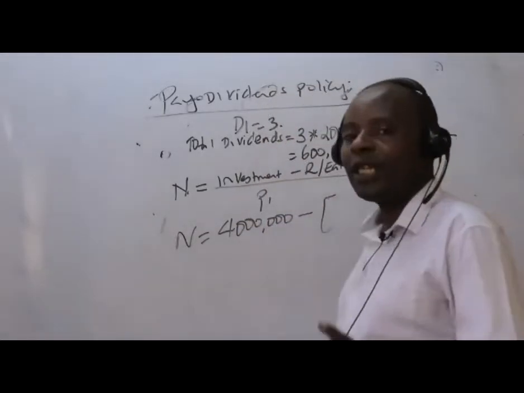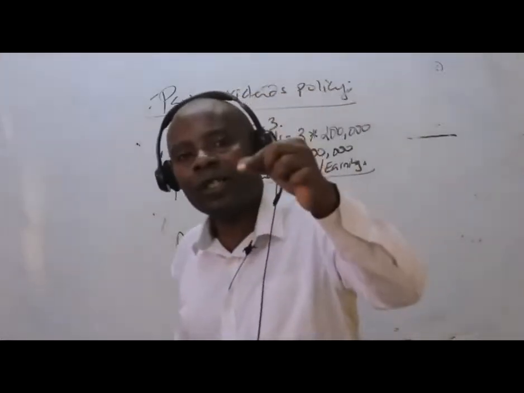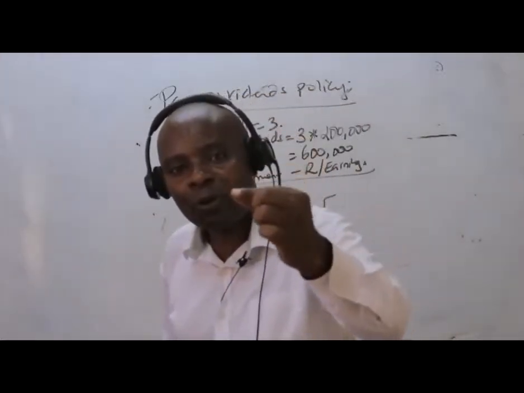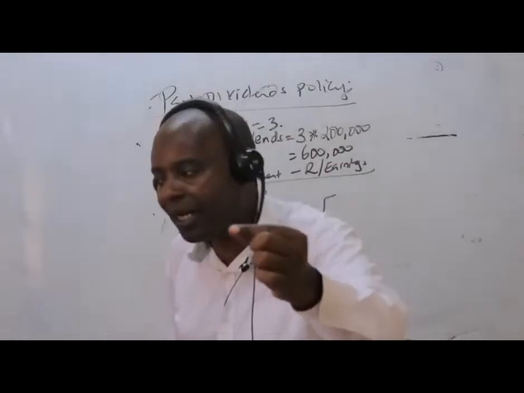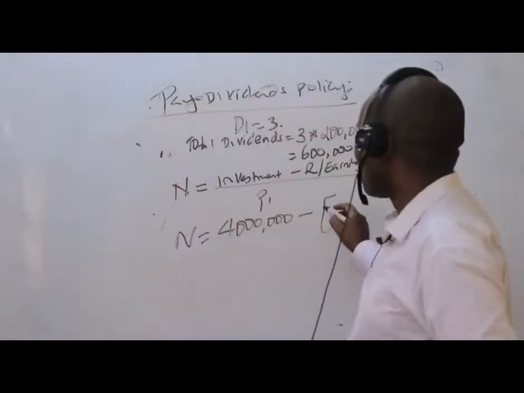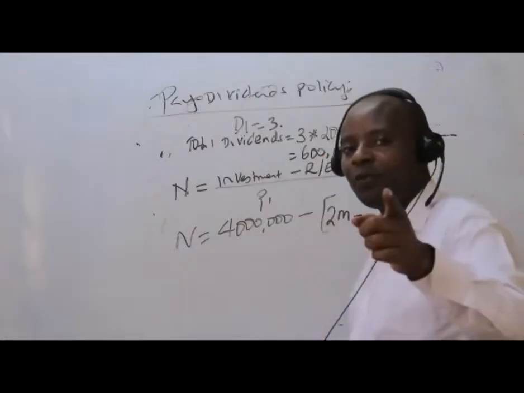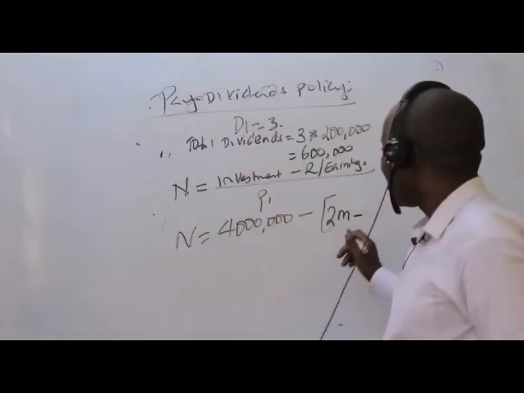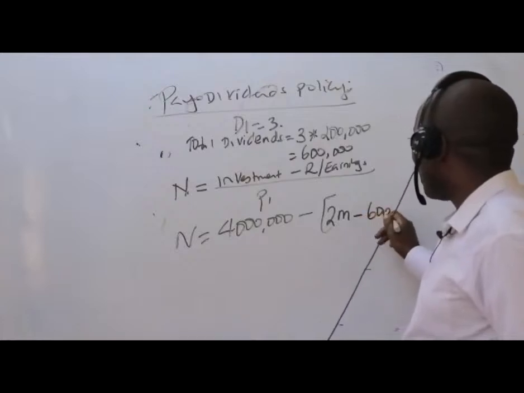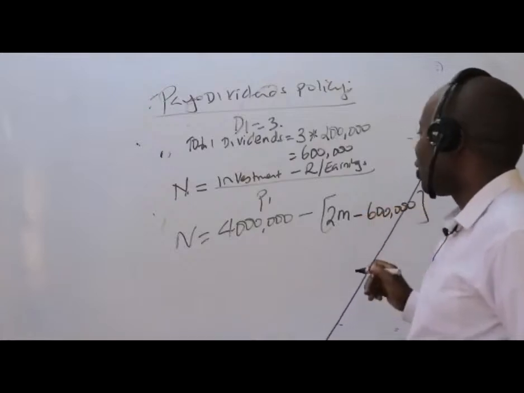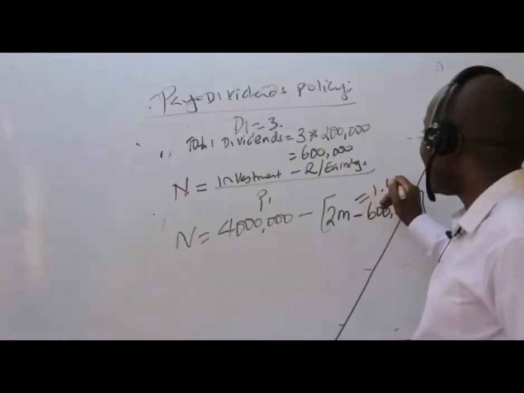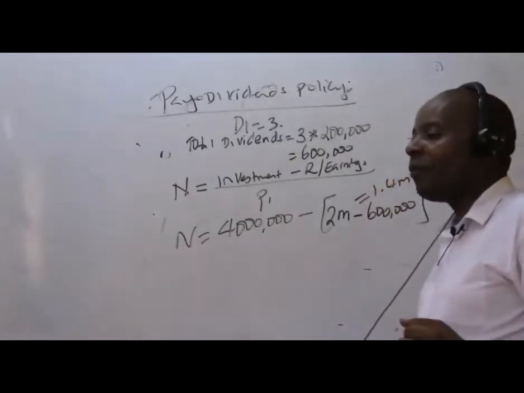How do I get retained earnings? Retained earnings is a function of profit. How much profit was generated by this company? 2 million was generated by this company, minus what this company decided to give out, 600,000. So I can see somebody telling me that the retained earnings are 1.4 million.